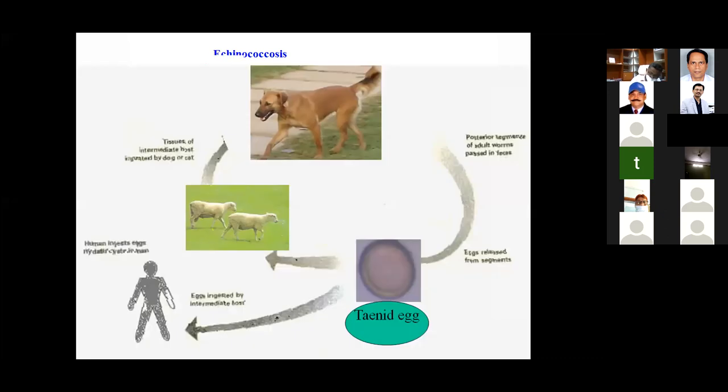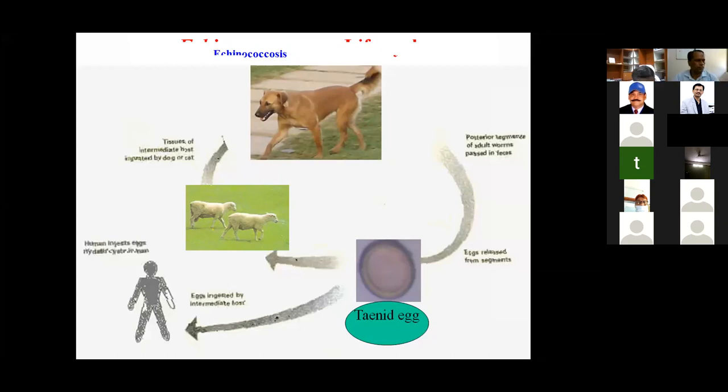So in this diagrammatic representation, I have shown the dog passing these eggs, going either to the herbivores or to the humans. And remember that echinococcus is not a problem of India only. It is a problem of developed nations also. They also have to dispose of dog and cat feces, and they have set protocols. We don't have set protocols for disposing of dog or cat feces. That's why the infection will rise with the passage of time in this country, as the number of pets will increase and the stray dog population is increasing.